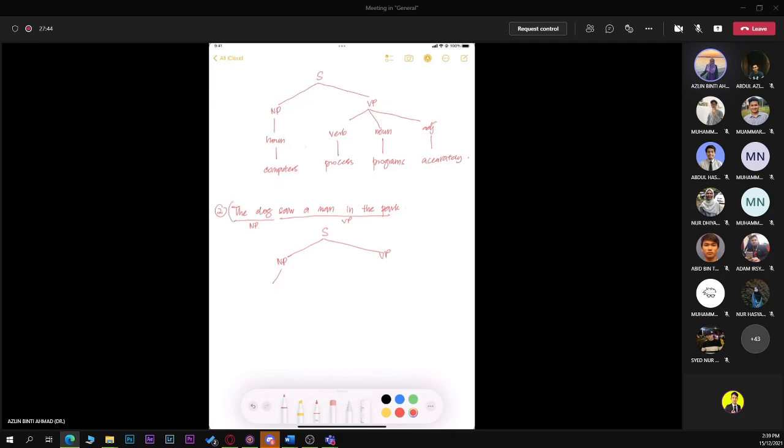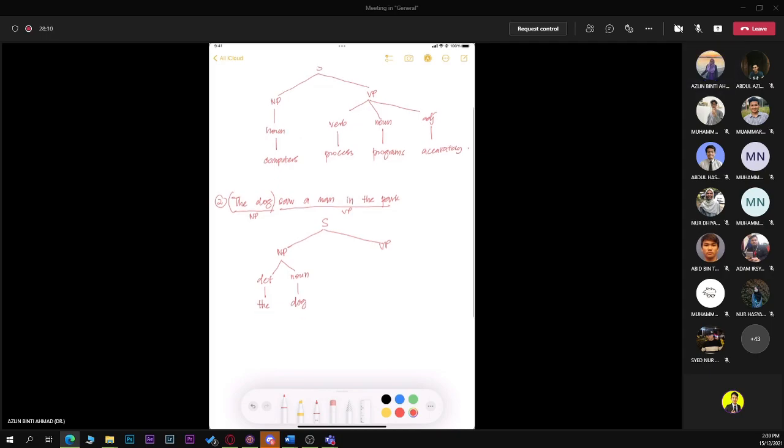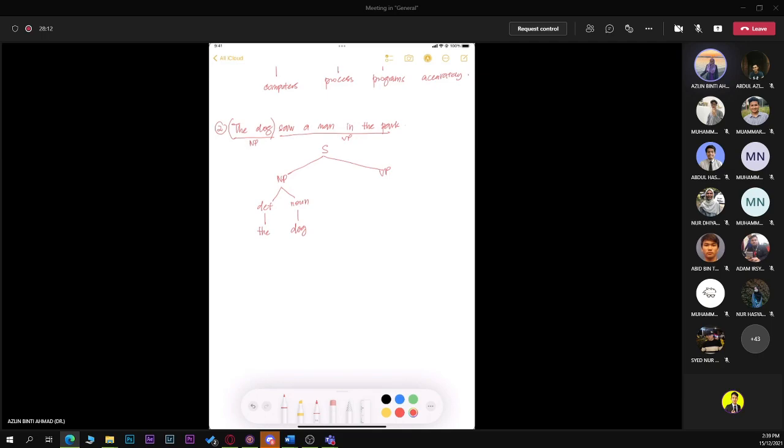NP, okay, kita fokus pada NP dulu. So, NP has two words, the and dog. So, the, apa? Determinant kan? And then, dog adalah noun. Noun. Put this dulu, the dog. Okay. So, saw a man in the park. Saw adalah verb kan? So, you got verb, saw, and then a man in the park.